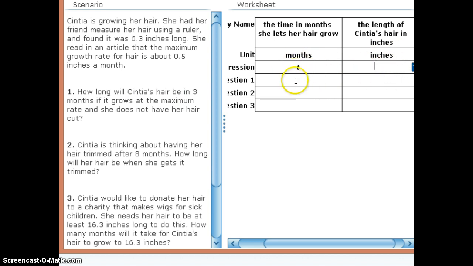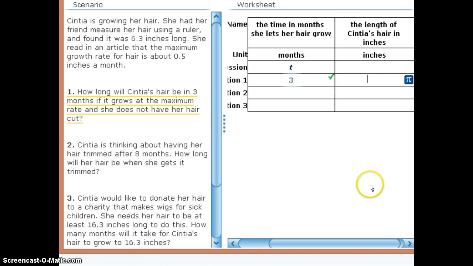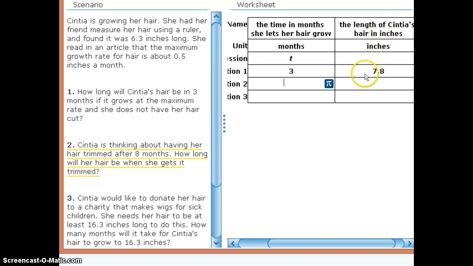But before we do that part, we really can go ahead and calculate it for specific months. So for 3 months, as in this first section, how long would her hair be? Well, it started out at 6.3, and then she adds 0.5 3 times. So plus 0.5, plus 0.5, plus 0.5. But it gets cumbersome just adding a bunch of 0.5. So it's a little easier to just multiply 3 times 0.5. And I can actually just enter it in like that, and the Carnegie Learning System will do the little computation for me.